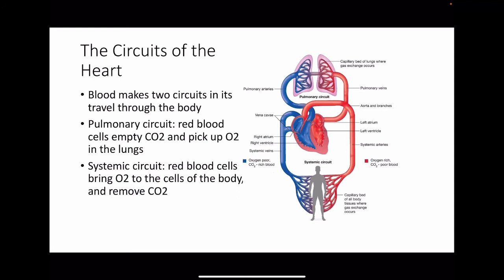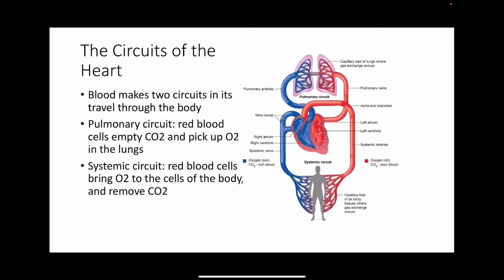So blood makes two circuits, or sometimes you might also think of this as a figure 8 circuit. I actually think thinking of this as a figure 8 is a little bit more helpful. But there are two loops to this figure 8 circuit.